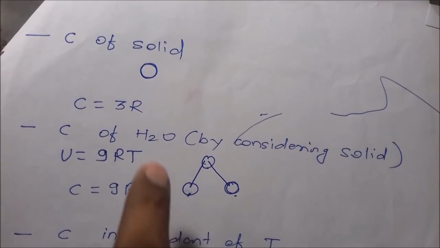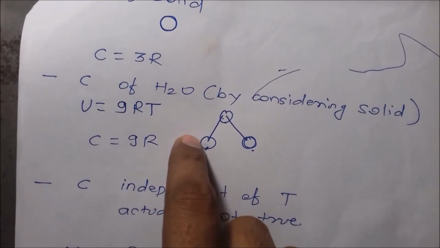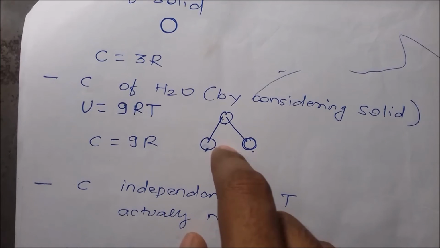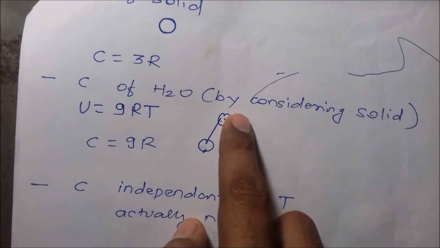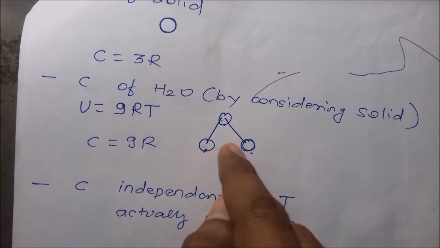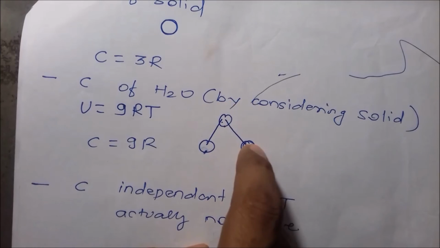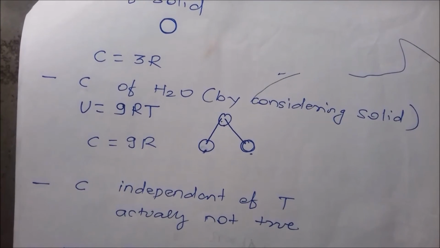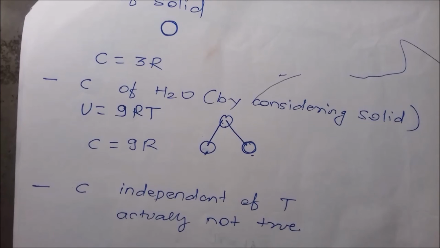Then for a solid, C we saw is 3R. For water, C is 9R by considering water as a solid. There are 3 atoms in the water. 3 atoms have 3 vibrational modes each. So 3RT, 3RT, 3RT, the total energy is 9RT and the derivative is 9R. Actually C should be independent of temperature, but in reality it is dependent on temperature.